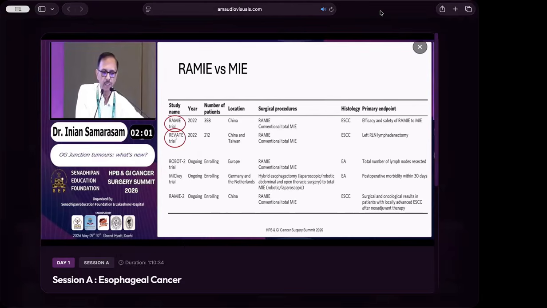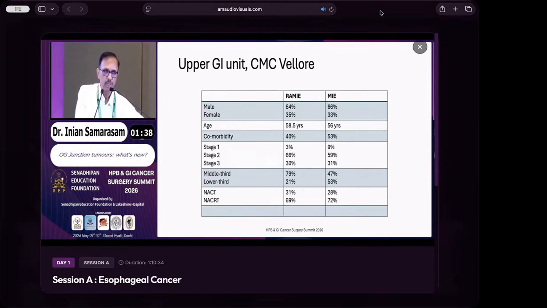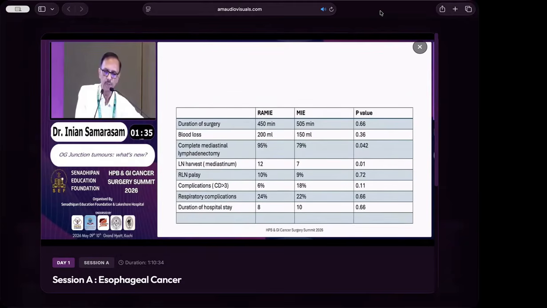The RIVET study, again for esophageal squamous cell carcinomas, particularly looked at the left recurrent laryngeal nerves and the efficacy of robotic surgery for this type. And this ROBOT-2 trial is currently underway, looking at adenocarcinomas and the lymph node yield. And this is our unpublished data from our unit, where we started robotic for esophagus about 2.5, 3 years back. Looking at short-term advantages, particularly what we saw was for the lymphadenectomy alone.